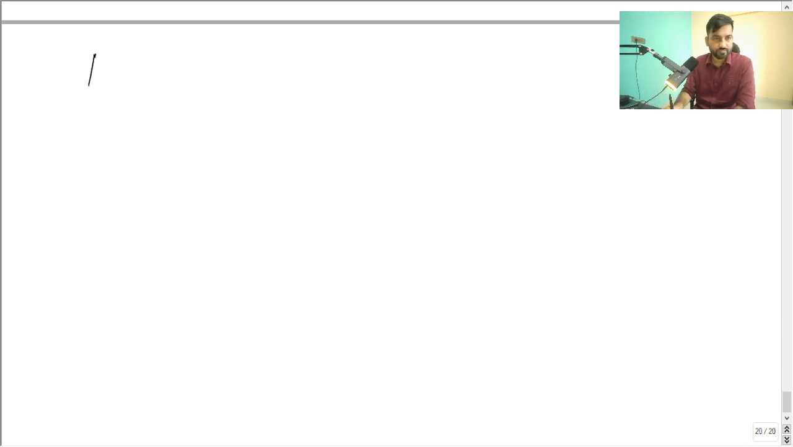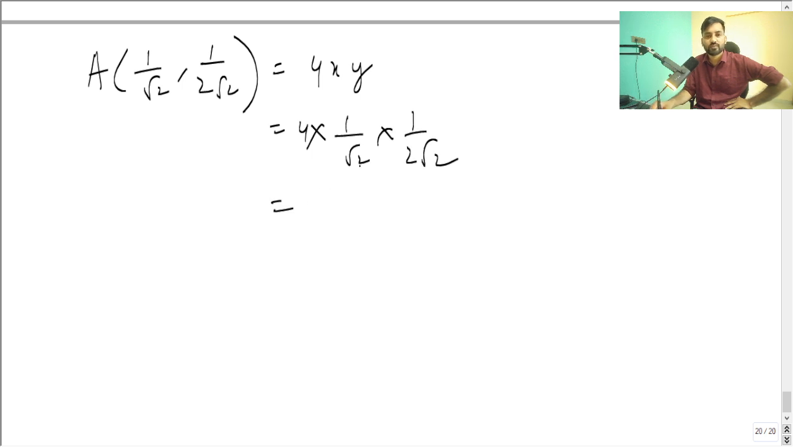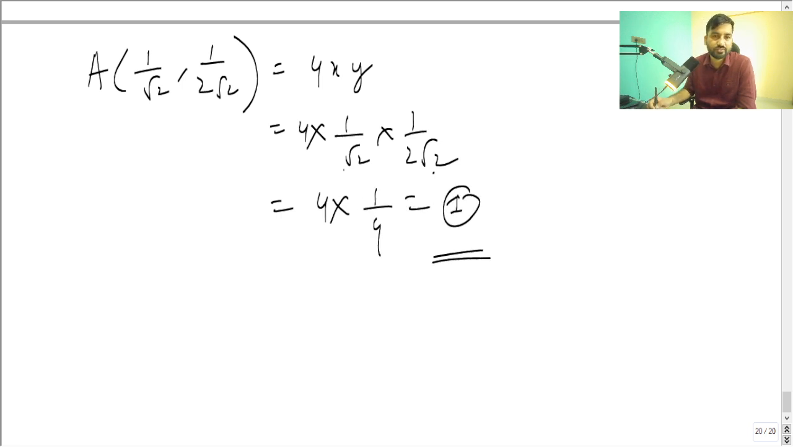So you got the point here. Now you plug these points into the objective function. So x is nothing but 1 by root 2 and y is nothing but 1 by 2 root 2. That is 4xy, 4 into 1 by root 2 times 1 by 2 root 2. Okay, so I think this is clear. So this is 4 into, so this is 2 and then 1 by 4, which is 1. So you got area as 1, but don't consider this as the final answer.